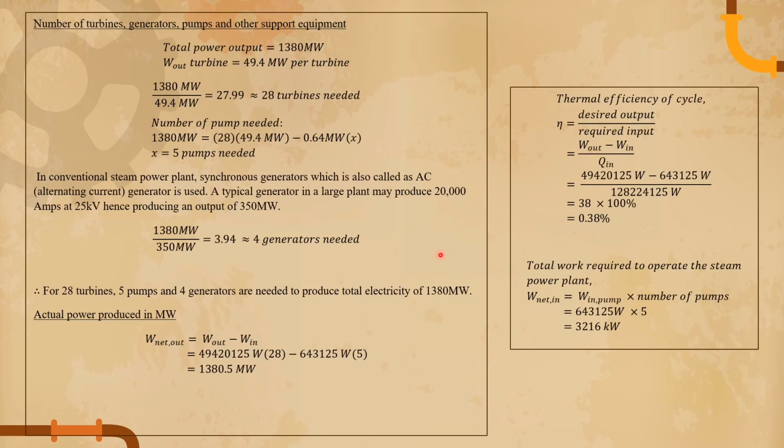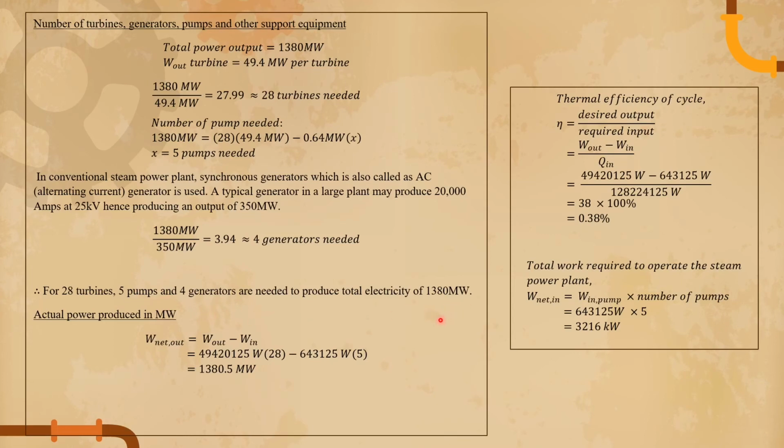Form a schematic diagram. The number of turbines, generators, and pump are needed to be recognized. With maximum power output of 49.4 MW, a total of 28 turbines is needed. By using the formula of work net out, pump needed, the number of pump needed is 5 pumps. Conventional steam power plant, a typical generator has an output of 350 MW. Hence, when we calculate, we have to use 4 generators. For 28 turbines, 5 pumps and 4 generators are needed to produce a total electricity of 1,380 MW.